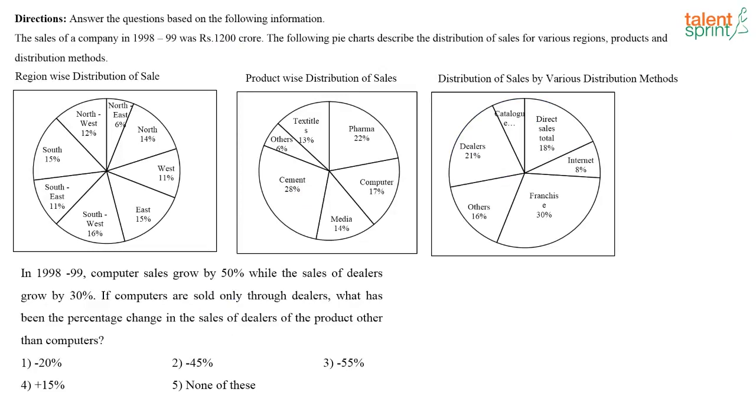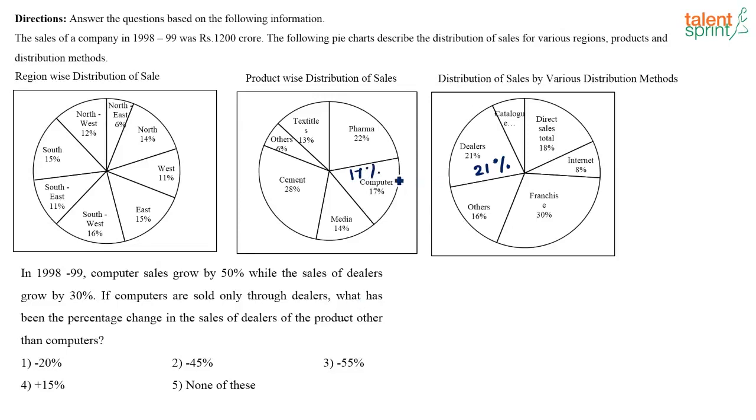Yes? Next. In 1998-99, computer sales grew by 50%, while the sales of dealers grew by 30%. If computers are sold only through dealers, what has been the percentage change in the sales of dealers of the product other than computers? Numbers. Okay, I think you need the number of dealers, right? I'll just write down the numbers which will be required for calculation. I'll just write that in bold so that it's clear to you.